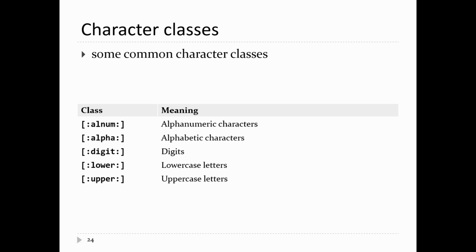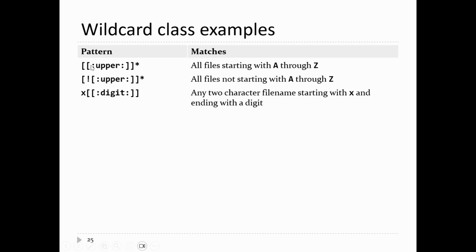Now the weird thing about the character classes is that when you use them, you need to put them inside square brackets a second time. For example, if I want all the files that start with an uppercase letter, I write square bracket, then inside the name of the character class, [:upper:], closing square bracket, and then the star. That matches all files starting with the letters capital A through Z. If I want to ignore all the files that start with a capital letter, I negate the character class.